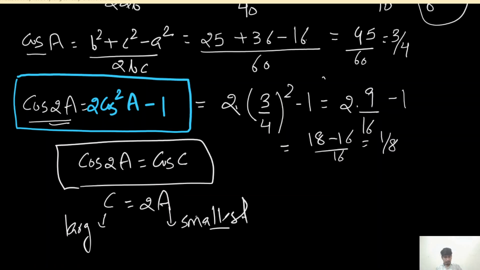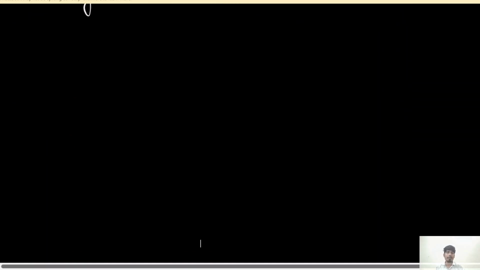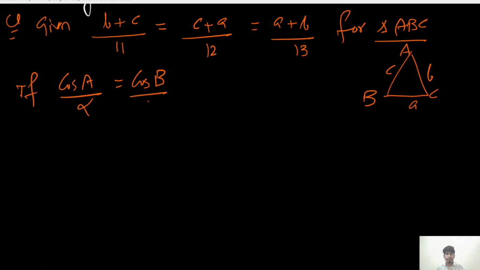Okay, students. Our next question is also important. Given a condition, we find the ratio. Given is (b plus c) upon 11 is equal to (c plus a) upon 12 is equal to (a plus b) upon 13 for a triangle ABC, and small a, b, c are usual notation. Means if this is our triangle, capital ABC, then this is A, this is B, and this is C. And second, if cos of A upon alpha is equal to cos of B upon beta and cos of C upon gamma, then find the ratio alpha, beta, gamma. Okay, this is our question.